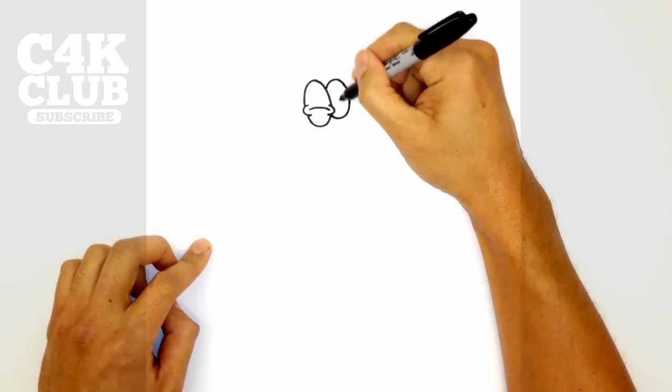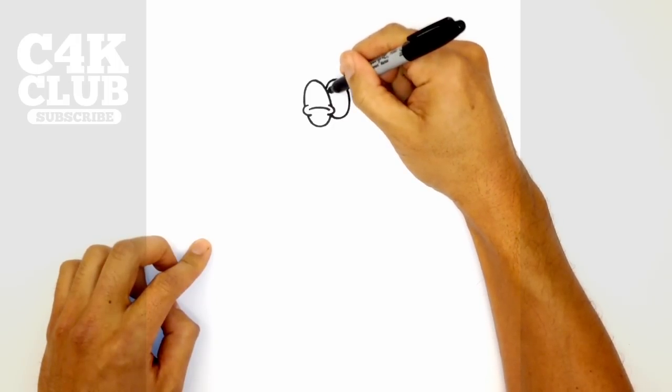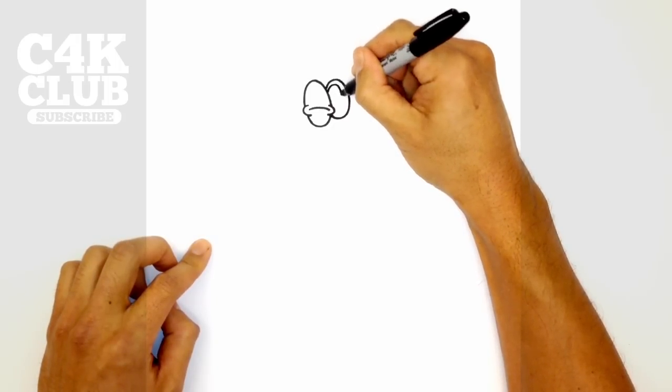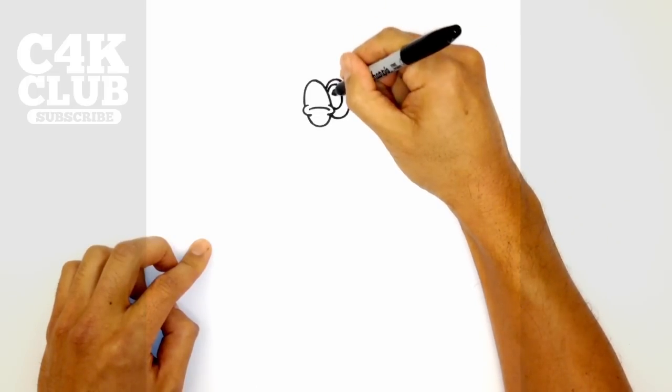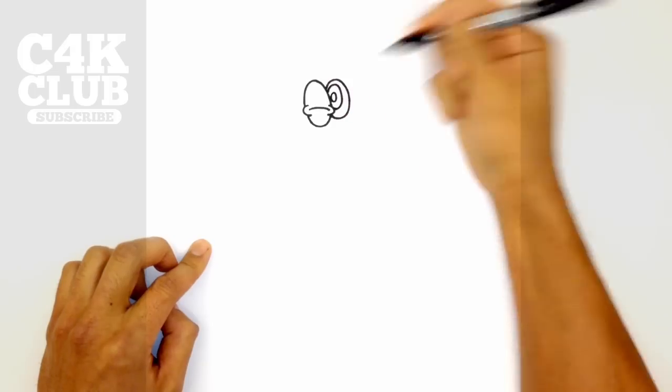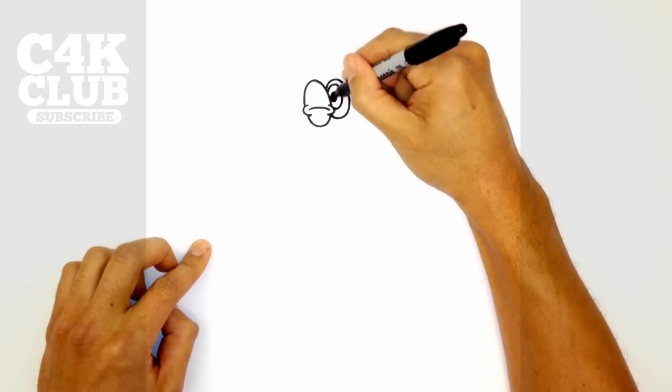Now let's draw the iris and pupil. So we draw a smaller oval tucked at the top here. So starting on the inside, curve around, come down, and then back up. In here we're going to draw the little pupil. So we're going to draw a little oval, and we're going to color that in black.